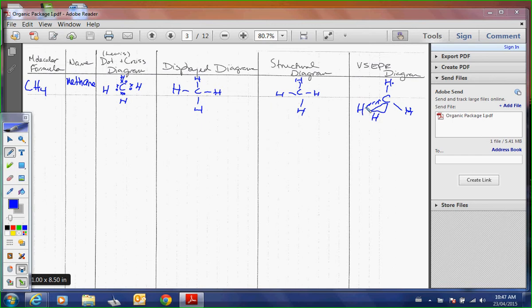Okay, so let's do it for the next chemical formula. Remember the general formula is CnH2n+2. So I would have C2, this is C1, right? So C2, H what? 6.